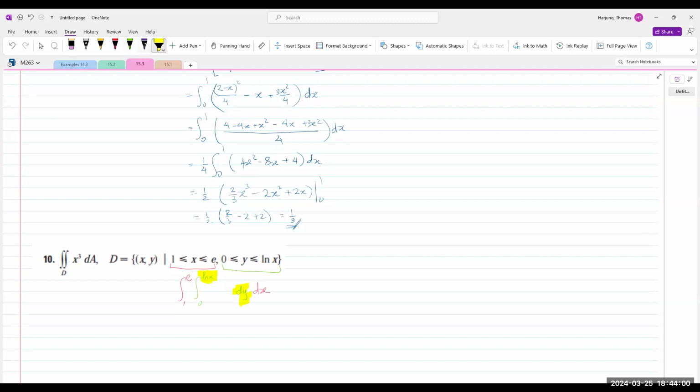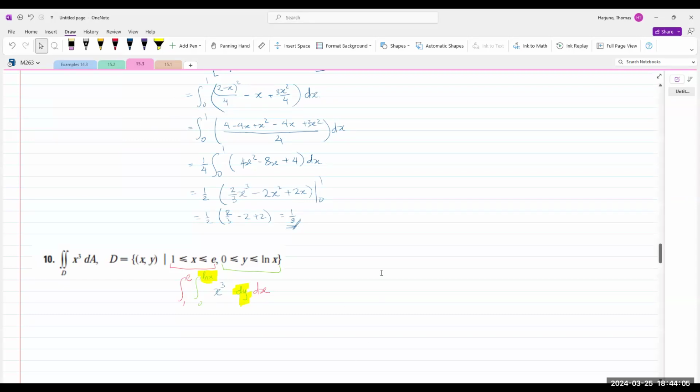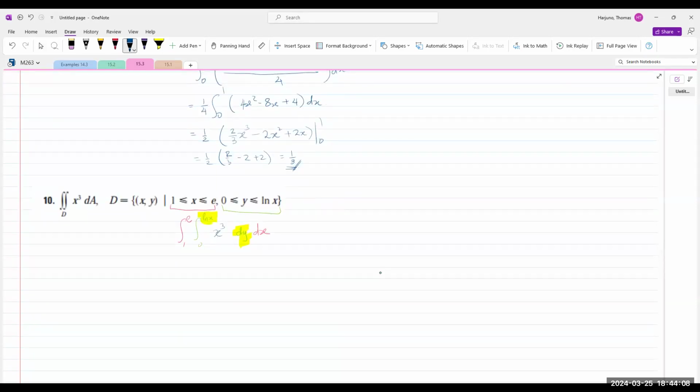Now I put in my integrand, in this case x cubed. Because the integrand is independent of y, I can just integrate that and it gives us the length of the interval, right? Now, how to integrate this? Let u equal ln x. So du is 1 over x dx.